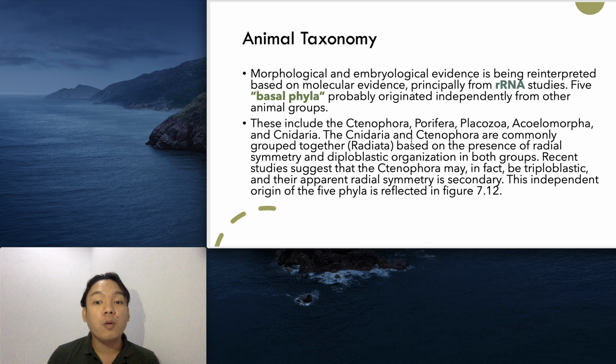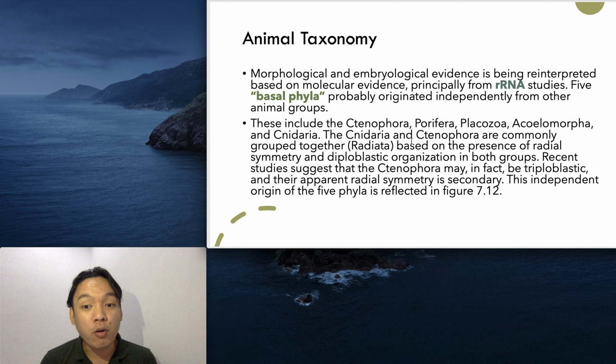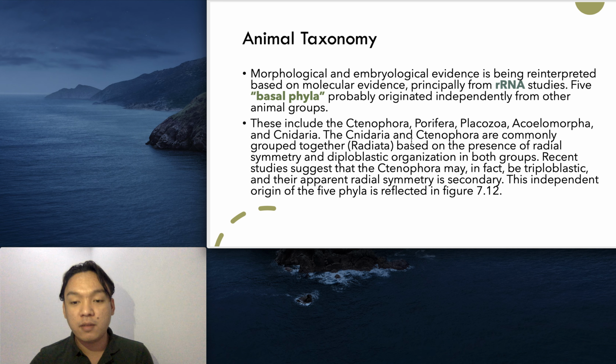Five basal phyla originated independently from other animal groups. These are Ctenophora, Porifera, Placozoa, Acoelomorpha, and Cnidaria. Of these five groups, the Cnidaria and Ctenophora are commonly grouped together as Radiata based on the presence of radial symmetry, like the Cnidarians, the polyp, and the diploblastic organization in both groups. Recent studies suggest that the Ctenophora may in fact be triploblastic, and their apparent radial symmetry is secondary. This independent origin of the five phyla is reflected in figure 7.12.